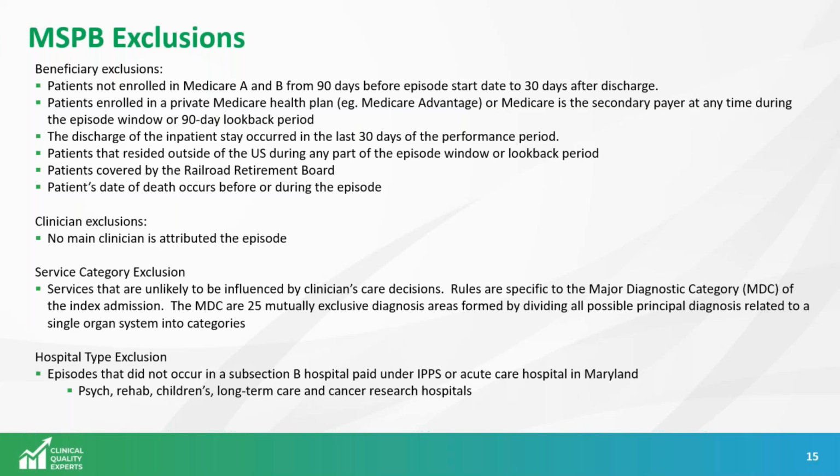So then the service category exclusions serve to remove those unrelated services from the measure. And then there are other exclusions based on inpatient admission criteria or the type of hospital involved. So any episodes that fit into any of these exclusions get removed out of the measure calculation. Next slide.